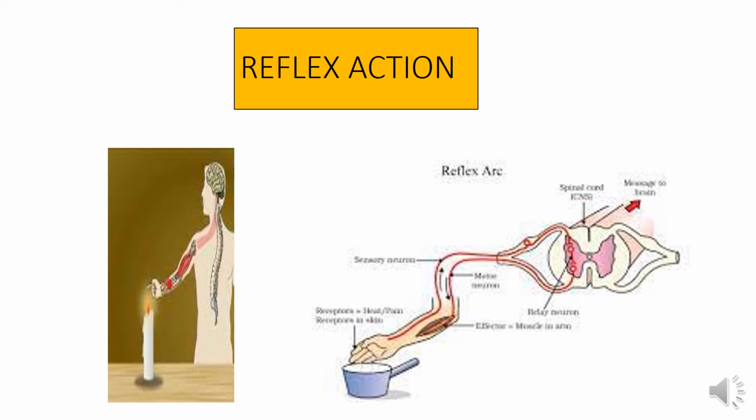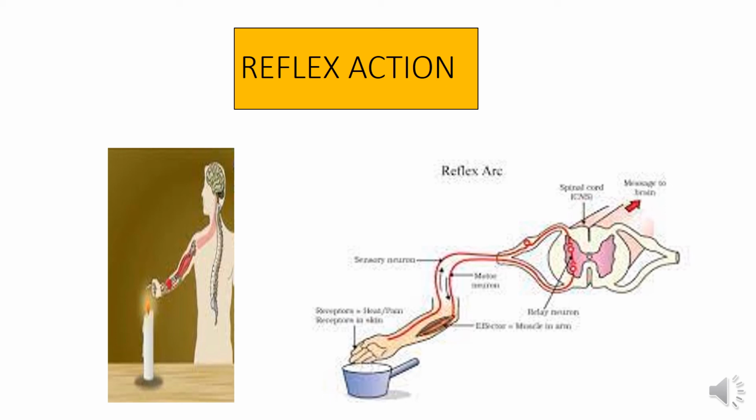Next is reflex action. Have you ever noticed that whenever you touch a hot object, within a fraction of a second you pull your hand back? Why? What happened? Or whenever you touch a cold object also, sometimes we get a jerk in our body and we pull our hand back. Why? Reflex action. It is an automatic reaction of the body to stimulation, because a stimulus is generated in our body.